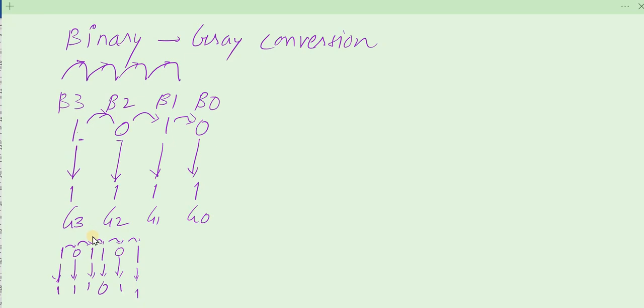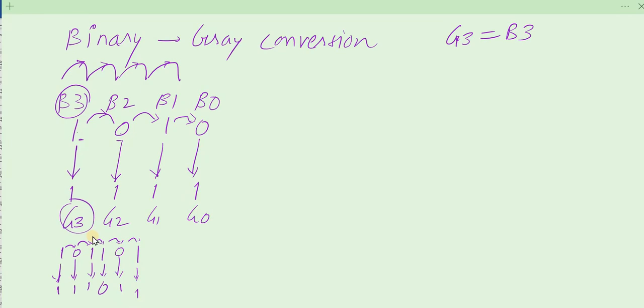So, if we want to design the circuit for this, then we can write down the equations for the outputs from the inputs. You can see that G3 is coming as it is from B3. So we will write that G3 is equal to B3.